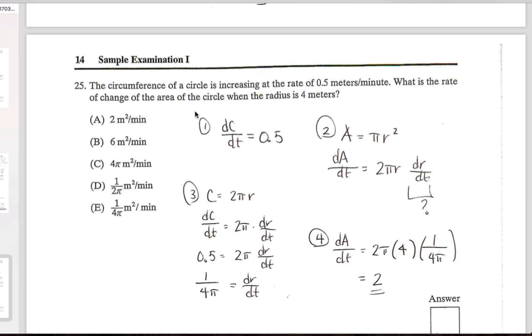Number 25. So I started here. It says the circumference of a circle is increasing at a rate of 0.5. So I know dC dt is positive 0.5 because it's increasing. What is the rate of change of the area of the circle when the radius is 4 meters? So I know that dA dt is what I'm trying to find when r is 4. So area is pi r squared, and so dA dt would be 2 pi r. Remember, the r is changing over time, so I need a dr dt. But what is my dr dt?